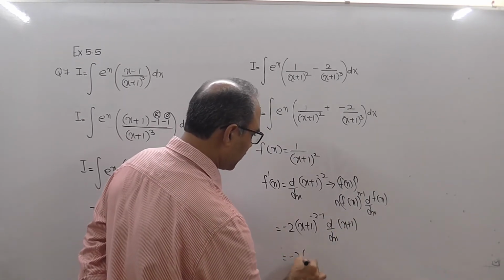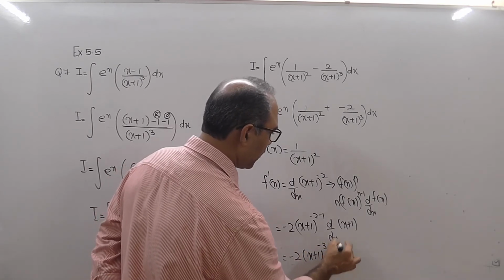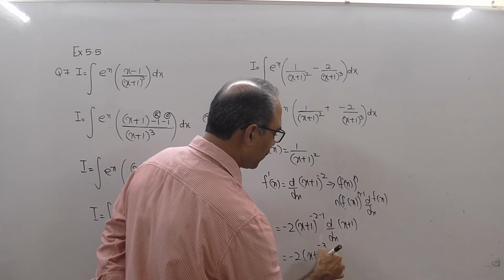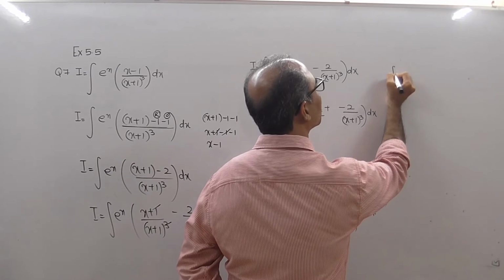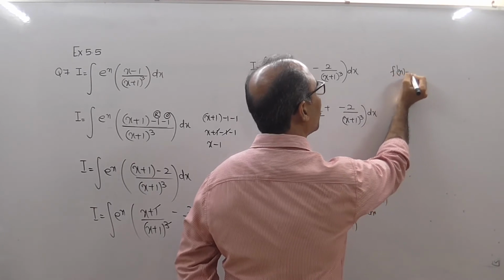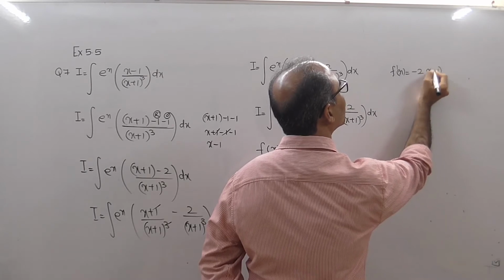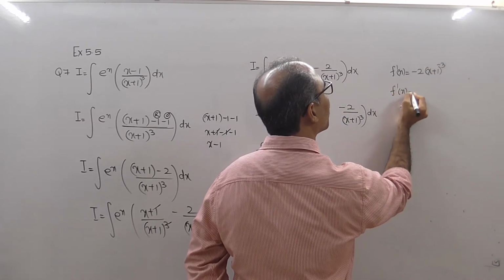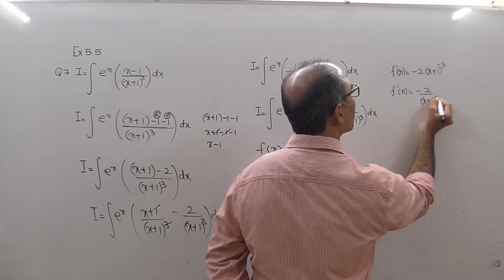So I get this as minus 2 (x plus 1) raised to minus 3. The derivative of x is 1 and the derivative of 1 is 0, so I'll write 1. So ultimately f dash of x will be equal to minus 2 (x plus 1) raised to minus 3, which is minus 2 upon (x plus 1) the whole cube.